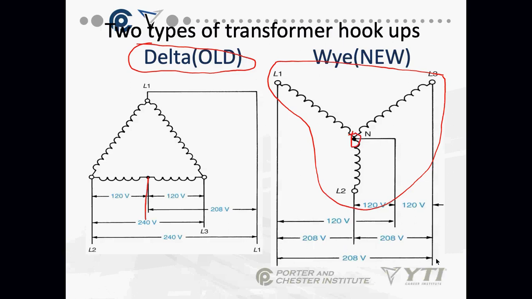Can I get a true 240 volts off of the old delta? Yeah. Can I get a true 240 volts off of the Y? No, not possible. I get 208. That's why when you start looking at the higher voltage three-phase appliances, it will actually say 240/208 on a lot of your coils and stuff like that. It can be used on either.